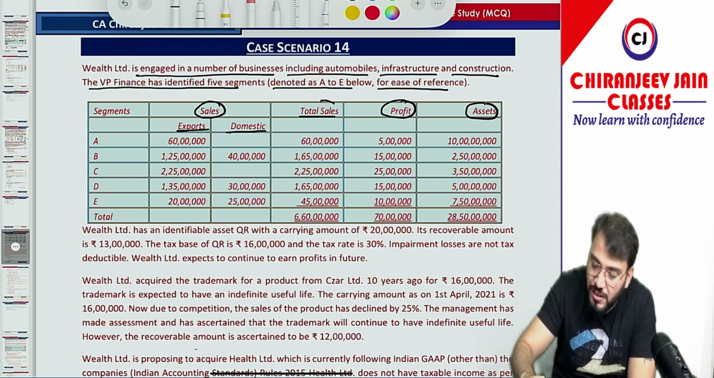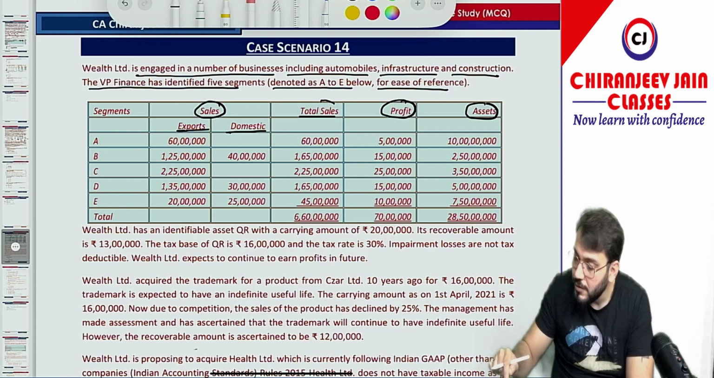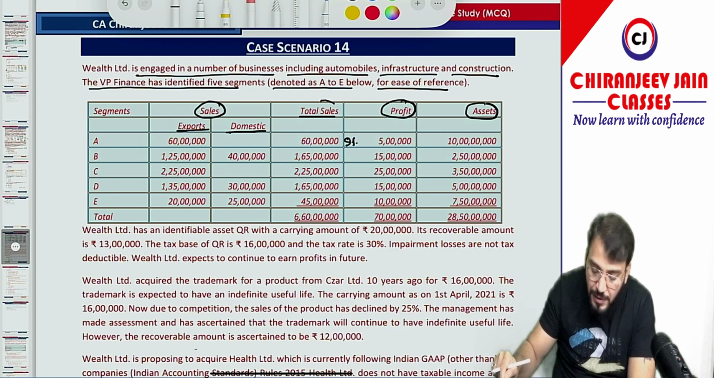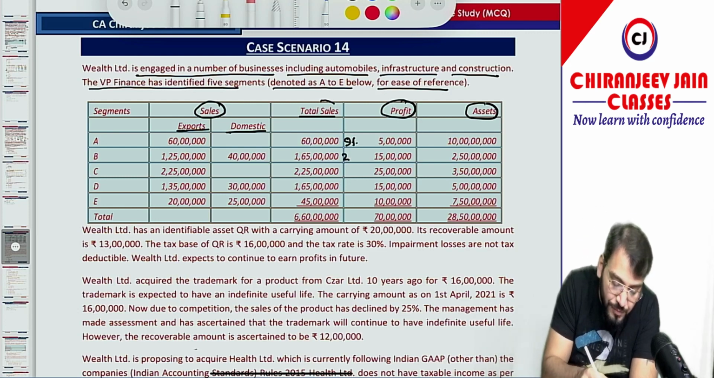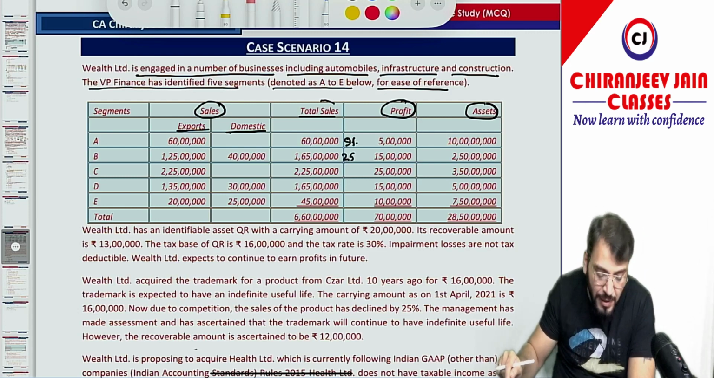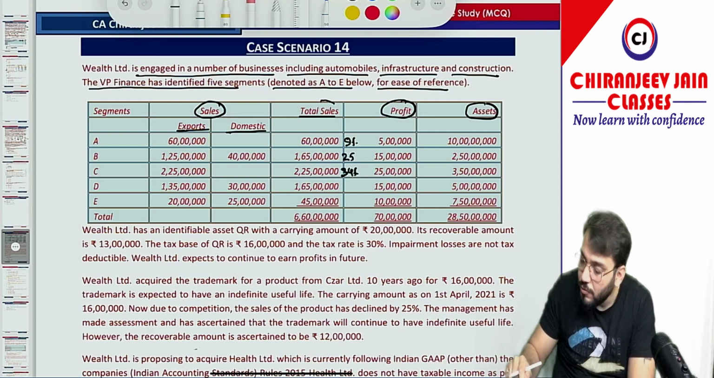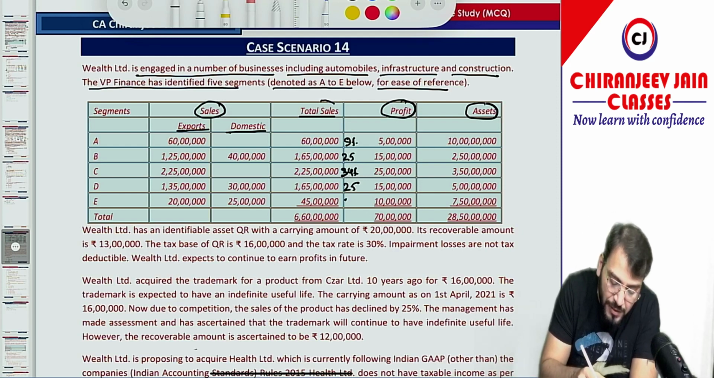So percentage, how much? It is 60 divided by 660, equal to how much? 0.09. So it is around 9%. Then 165 divided by 660, this is 25%. Then 225 divided by 660 is equal to 34%. Then 165 divided by 660, that is 25%. Then 45 divided by 660 is equal to how much? It is 6.8%.